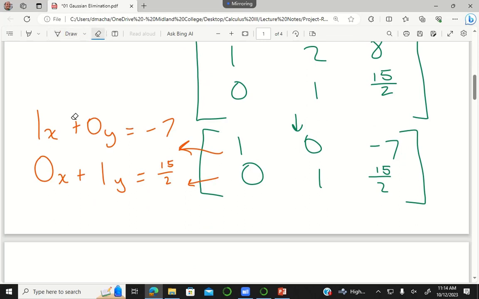But then of course the zeros don't matter. And you just find that x is equal to negative 7 and y is equal to 15 over 2. So that's the goal of what we're doing here.